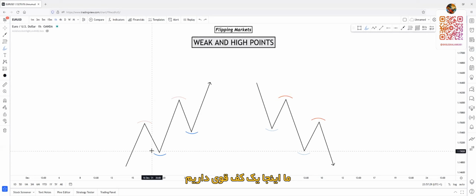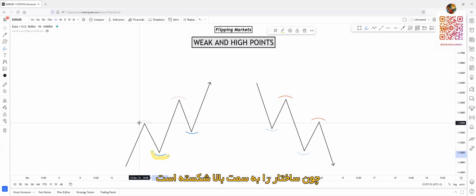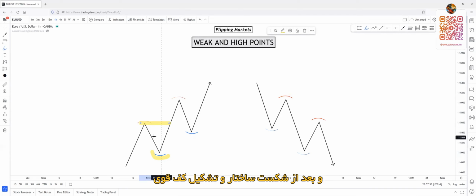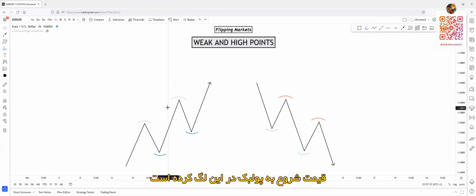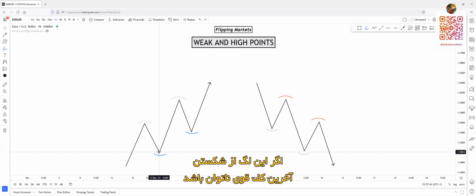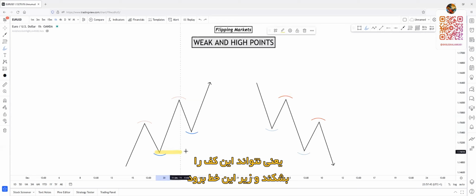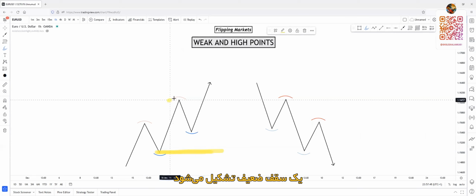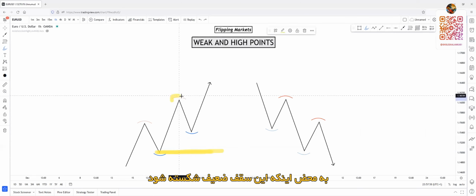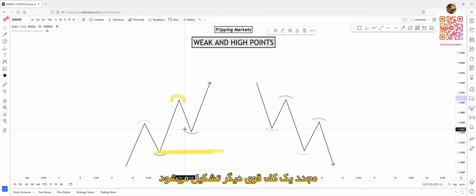So we have this strong low here because it broke structure to the upside here. And after the break of structure and the strong low has been created, price started to form a pullback on this leg. If this leg fails to break below the last strong low, which is this one, so it fails to break below this line, it will create a weak high. And as soon as this weak high breaks, it will create a strong low again, which is this one.